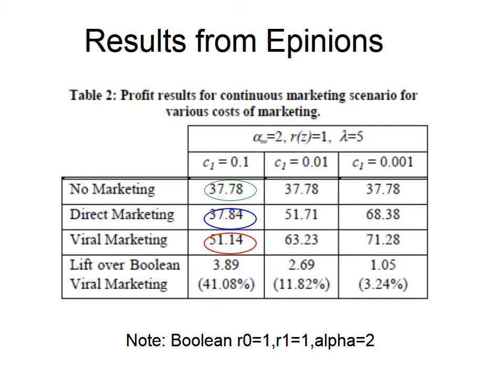The last line is the Boolean case for viral marketing, which is also calculated by the epinions data from the 2001 paper. We can see that viral marketing with continuous action performs much better than the Boolean case. For example, when C equals 0.1, the continuous case has 41 percent more profit than the Boolean case.